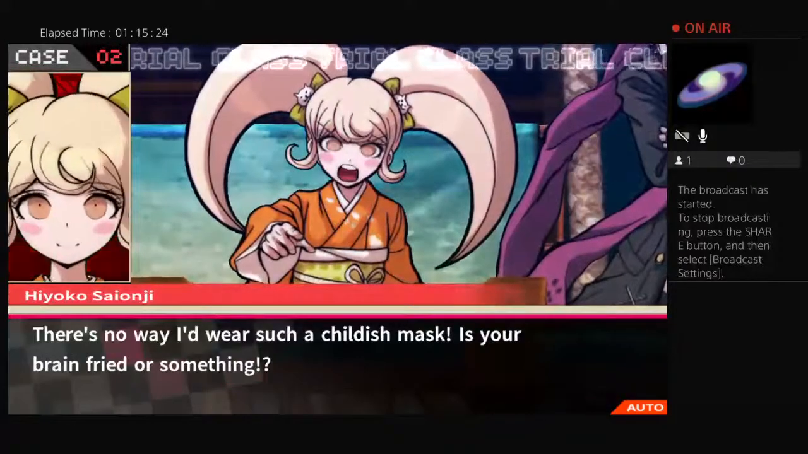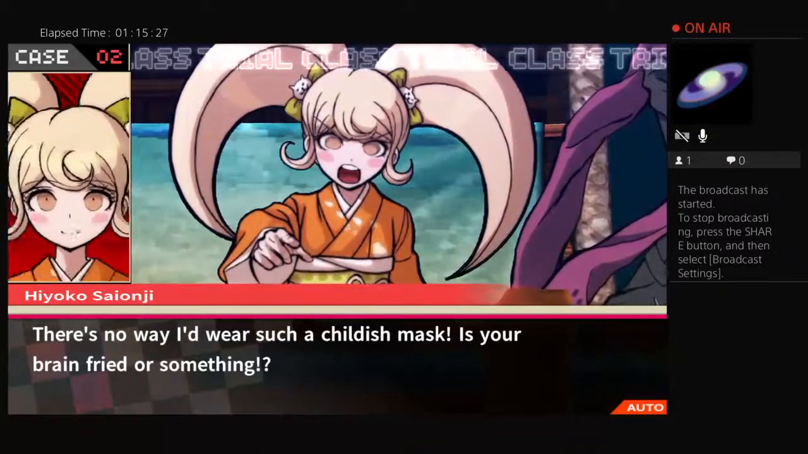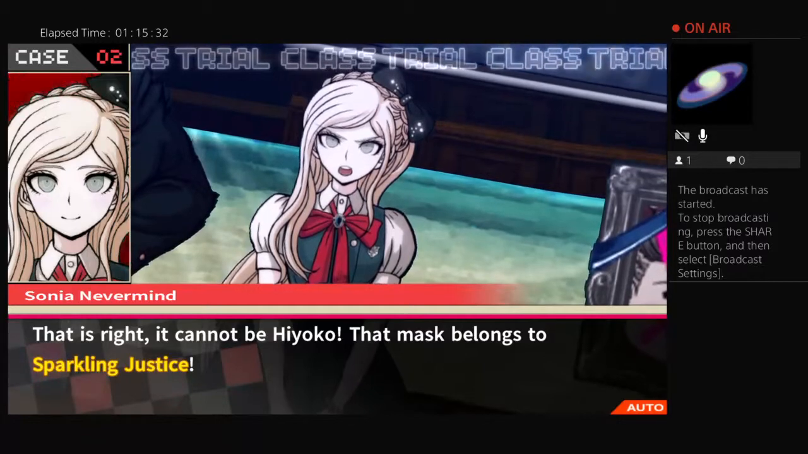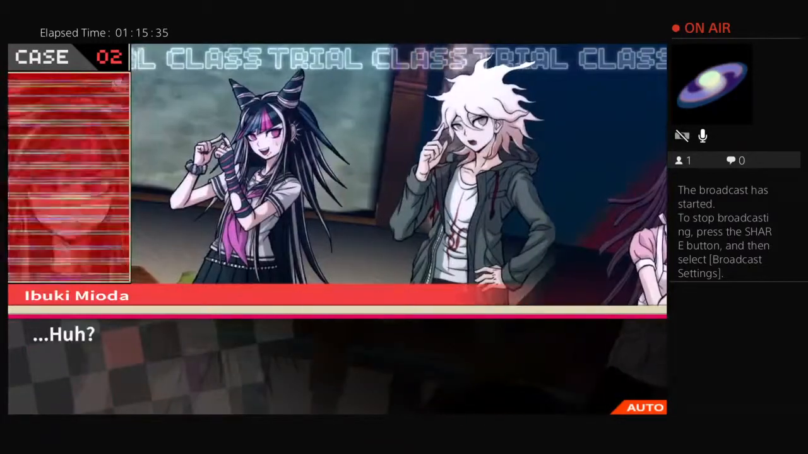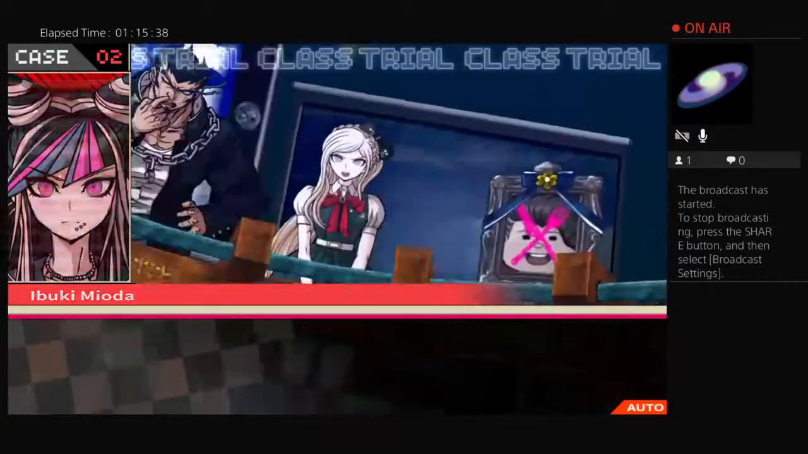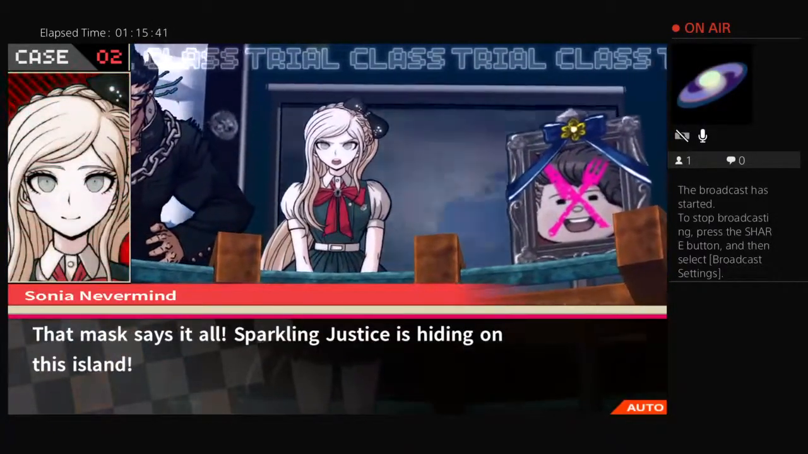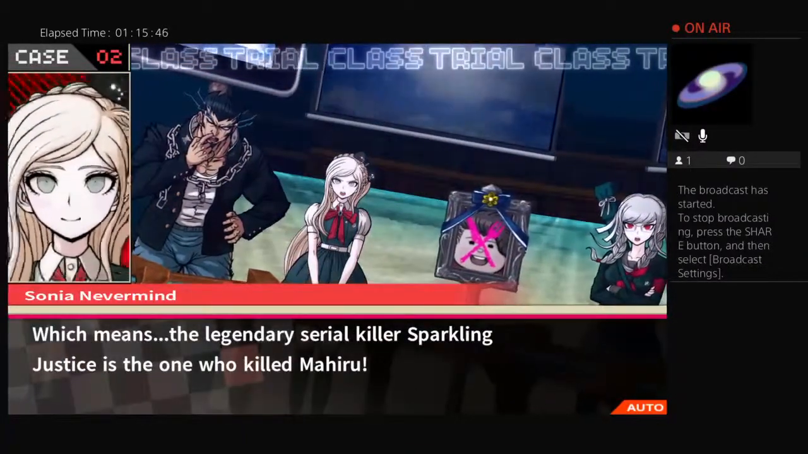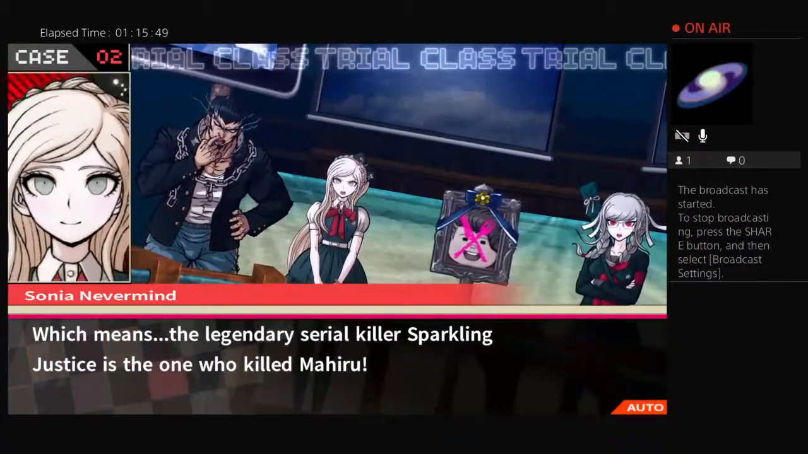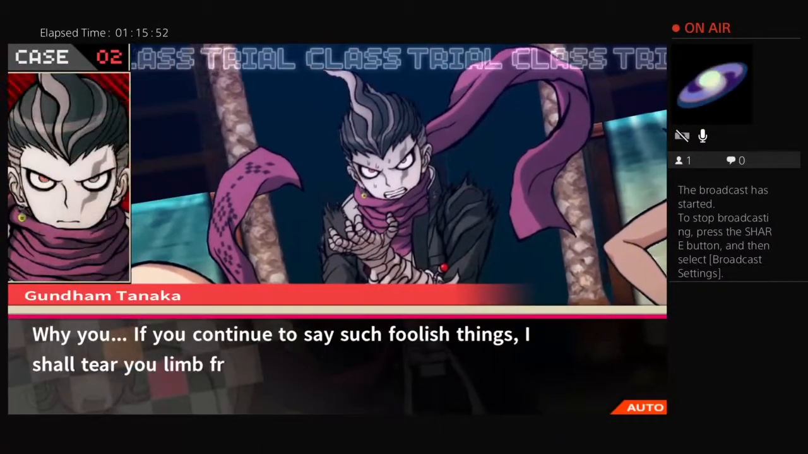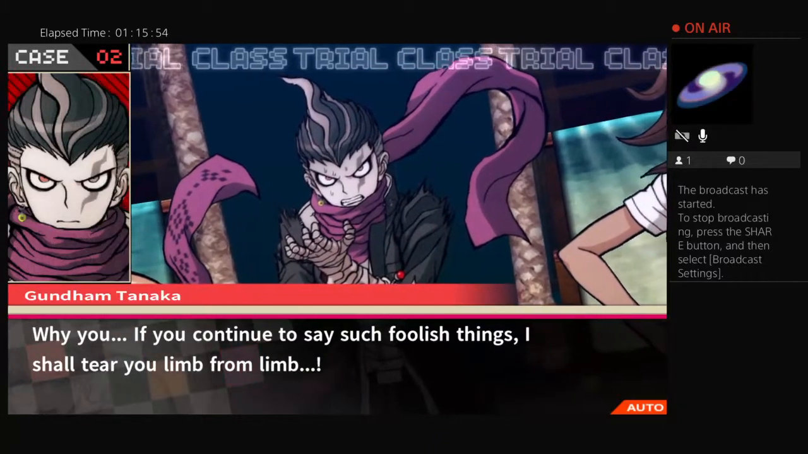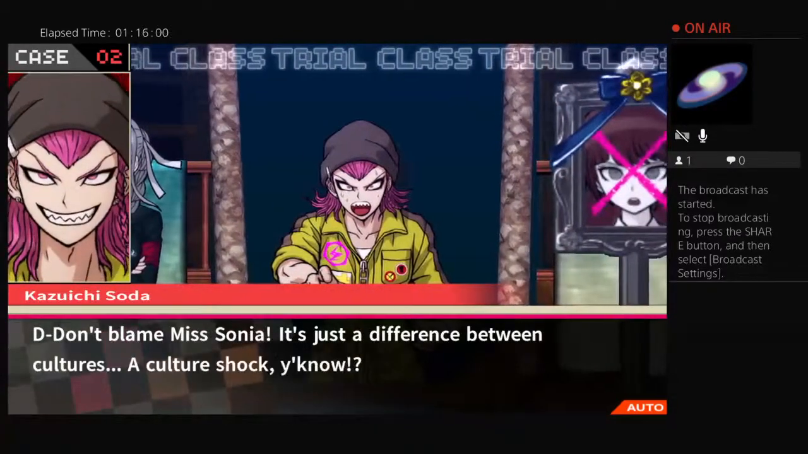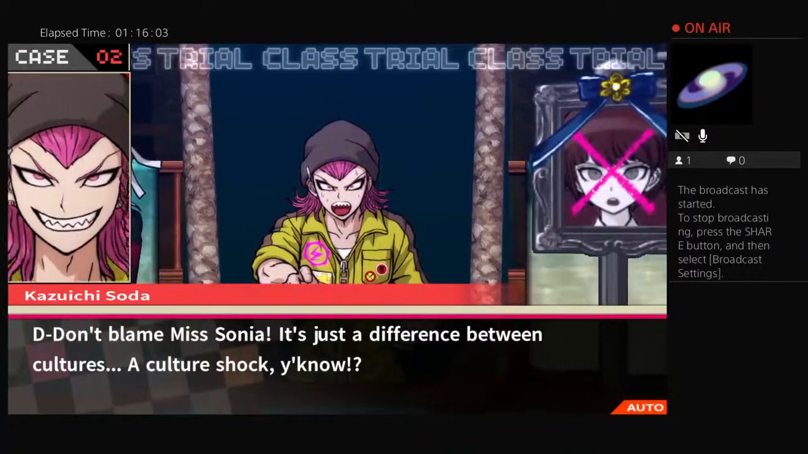There's no way I'd wear such a childish mask. Is your brain fried or something? That is right. It cannot be Hiyoko. That mask belongs to Sparkling Justice! Huh? Sparkling what now? That mask says it all! Sparkling Justice is hiding on this island! Which means the legendary serial killer Sparkling Justice is the one who killed Mahiru! Why, if you continue to say such foolish things, I shall tear you limb from limb. Don't blame Miss Sonia. It's just a difference between cultures. Culture shock, you know?